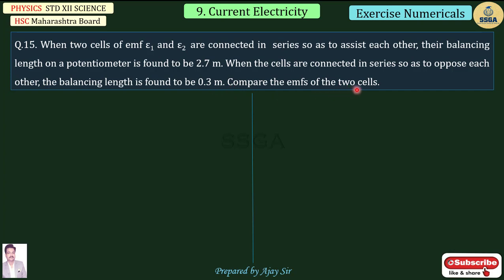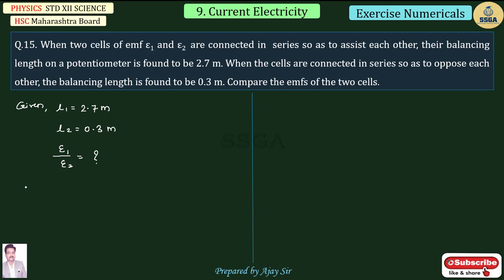Compare the EMF of two cells, means you have to find E1 divided by E2. So let us write the given things. Given: the first balancing length, that is L1, is equal to 2.7 meter, and the second balancing length, that is L2, is 0.3 meter. So these are the given information, and we have to find the ratio, that is E1 divided by E2.